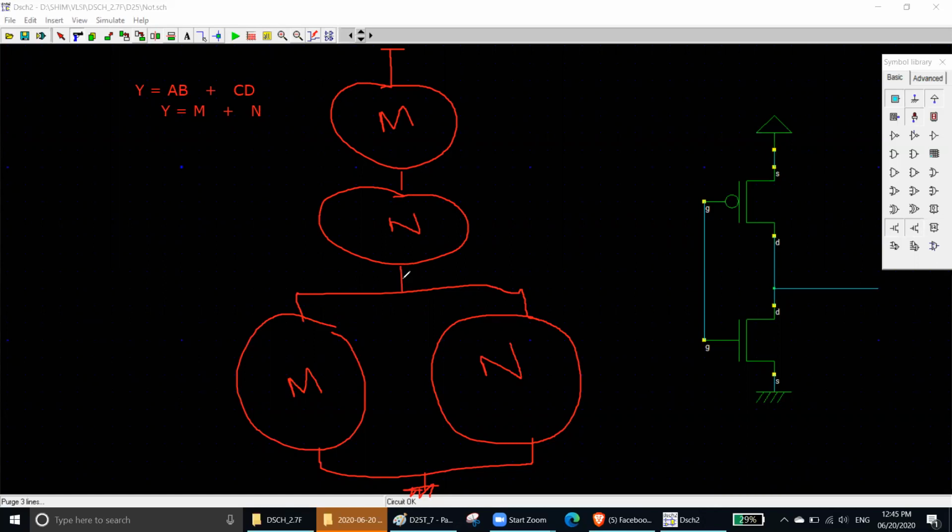Now remember, your output will always be from the middle of your PMOS and NMOS. At the middle of your PMOS and NMOS will be your output. Since we do not have any bar, this should be connected with what? With our NOT gate. Okay? Understood or not? Yes, sir.